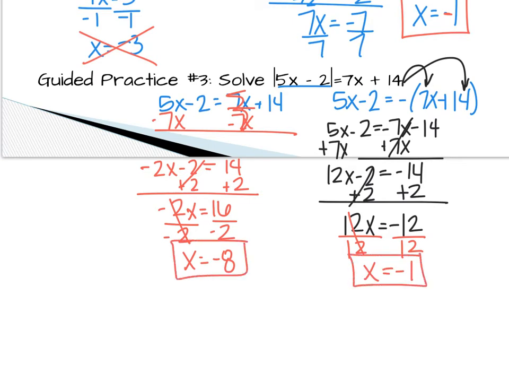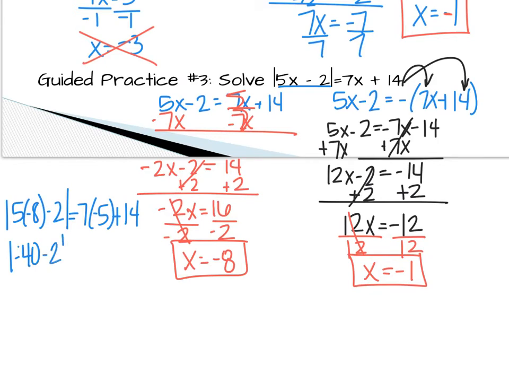Okay, one of those is not going to work, so you check them. First, I'll just always plug in the left one. So we'll just do 5 times negative 8 minus 2 equals 7 times negative 8 plus 14. Well, I get negative 40 minus 2 equals negative 35 plus 14. Oh, that's silly. Look what I did.